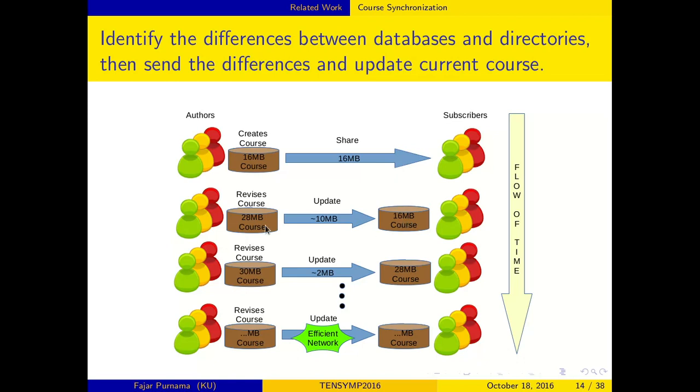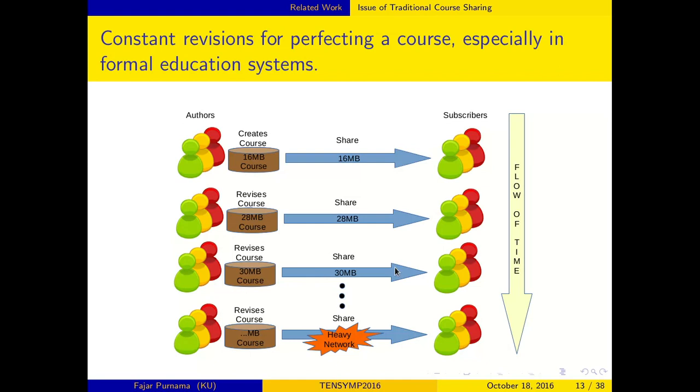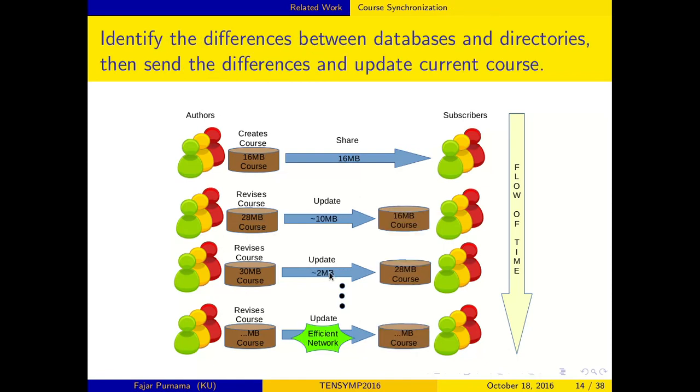This proved to be very efficient if the revision is not so much. For example, from 28 megabyte to 30 megabyte, we only need to download 2 megabyte of data if we already have 28 megabyte, compared to the previous slide. Without using any such method, we need to download the whole 30 megabyte even though we already have 28 megabyte of course. 30 megabyte to 2 megabyte of download, it's a huge difference, and eventually it'll be very efficient on the network.